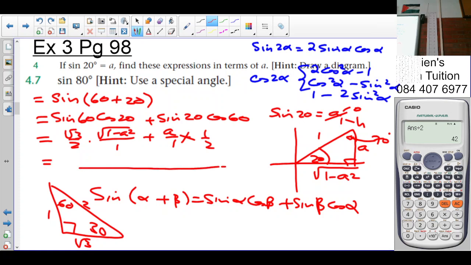So that can be written all as one denominator. That is going to be root 3 times root 1 minus a squared, or it could be written as the square root with 3 minus 3a squared inside the bracket. It's the same thing. Plus a. Okay. That is 4.7.